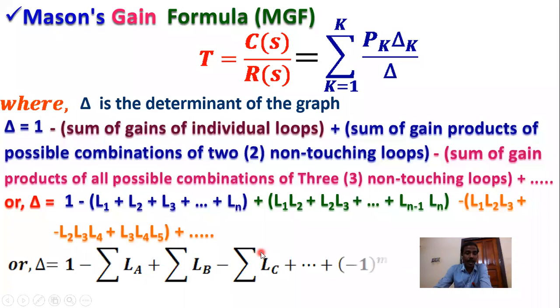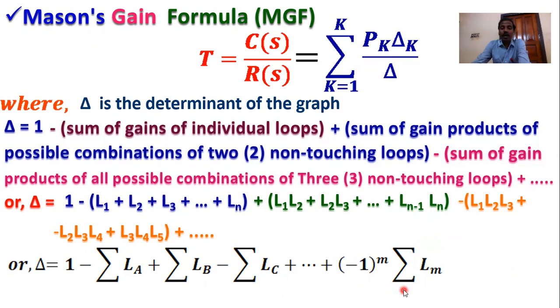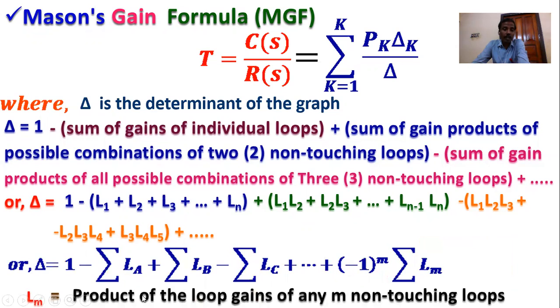Similarly, delta equals 1 minus summation of La plus summation of Lb minus summation of Lc, plus and so on, plus minus 1 to the power m, summation of Lm, where Lm equals the product of the loop gains of any m non-touching loops. Suppose m equals 2, 3, 4, 5, and so on, up to n. So this is the delta.